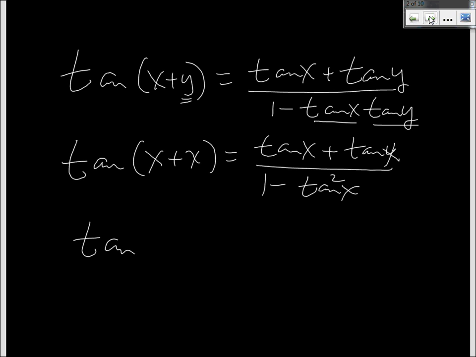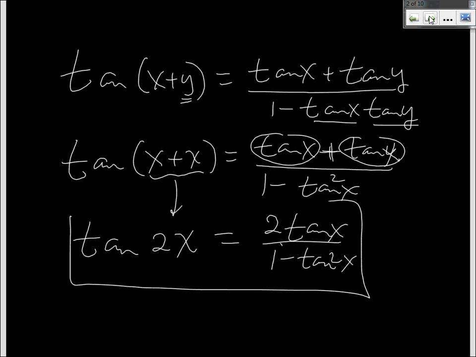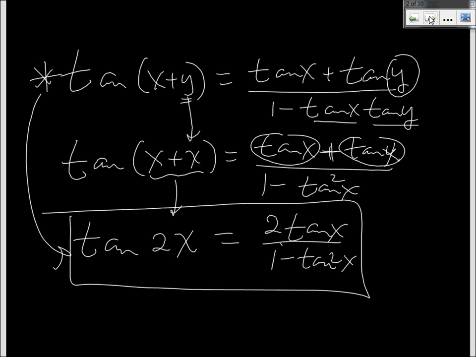And putting this all together, the tangent of 2x, x plus x is 2x, is equal to 2 tangent x. You add the same thing to itself 2 times, you get 2 of them, divided by 1 minus tan squared x. Okay, if you just remember this one, you can get that one for free. Just replace y with x.